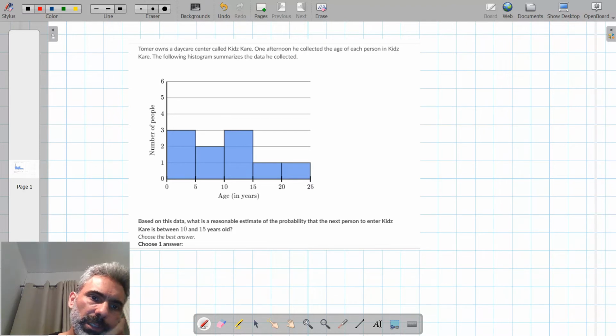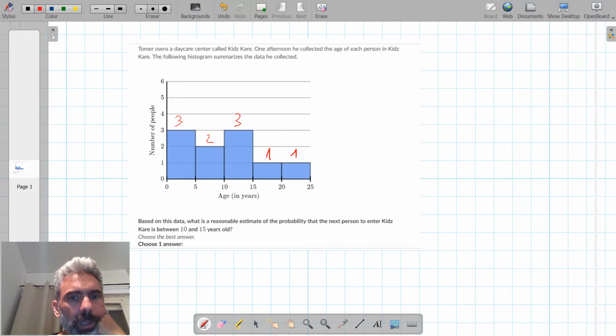Okay, so how many people are represented in this histogram? So this is 3, this is 2, this is 3, this is 1, this is 1. 3 plus 2 is 5, 5 plus 3 is 8, 8 plus 1 is 9, 9 plus 1 is 10.